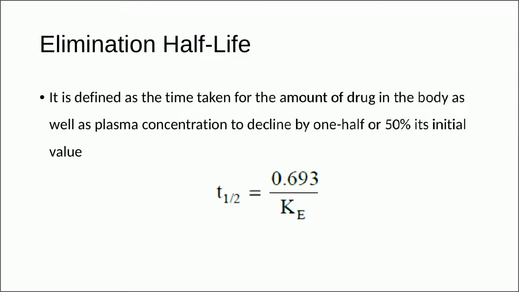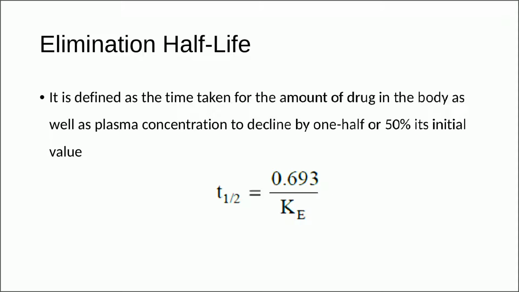Now, what is elimination half-life? It is defined as the time taken for the amount of drug in the body as well as plasma concentration to decline by one half or 50% of its initial value. So if you inject 100 milligram of drug in the body and you find that after 2 hours the concentration of drug is exactly 50%, that is 50 milligram, then the half-life for that particular drug is 2 hours.